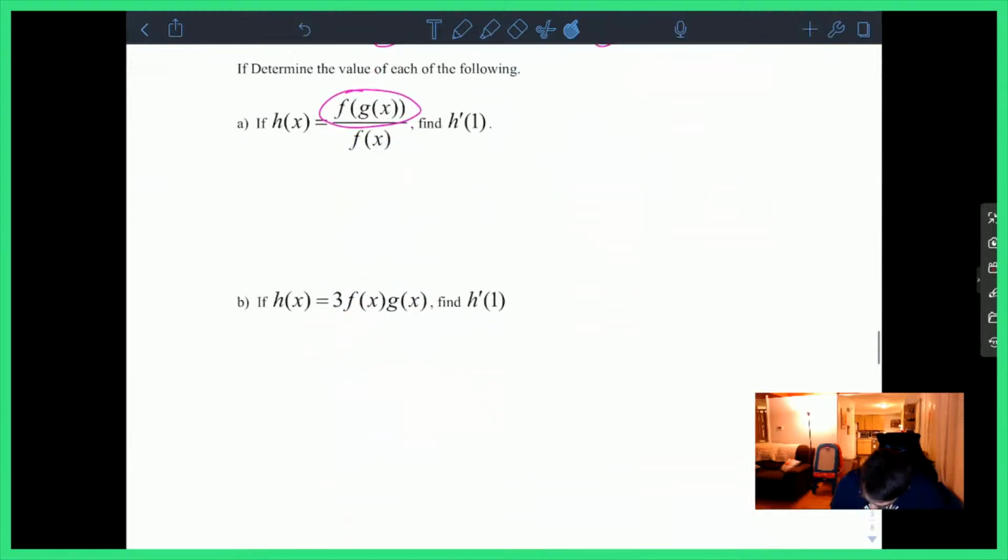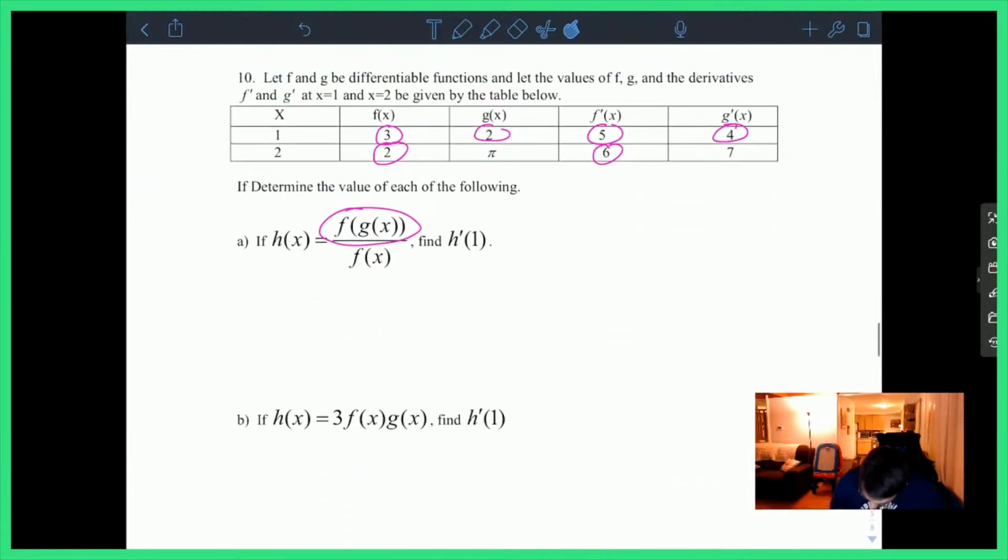Here we go. So B asks for h of x equals 3 f of x g of x, find h prime of 1. So it's really just the same thing, just a different iteration. I'm not sure why I pasted that. I thought maybe I needed that work to move forward, but I don't need any of that work. So I'm just going to move on to B, which is just to find the derivative.